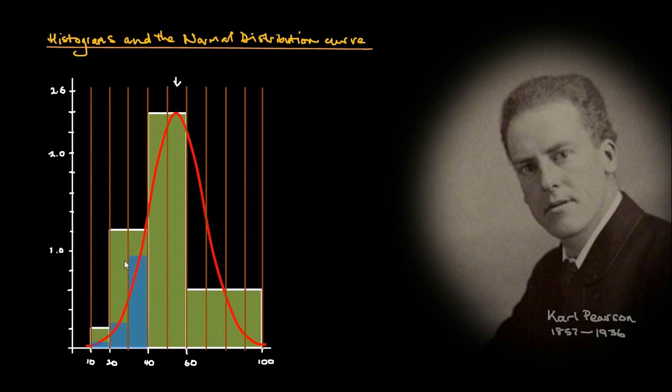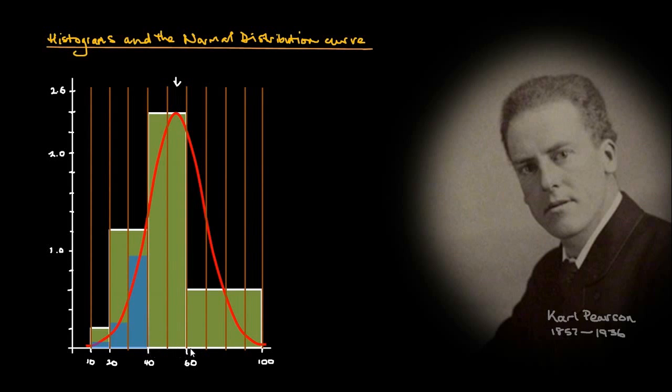Remember, it's area that we're looking for, not height. So it's showing a much larger area than the normal distribution curve. These 2 bins here are not filling up nearly as much space. In fact, you've got all this green space left over. So that's interesting. At the moment, this isn't showing that the data is normally distributed.